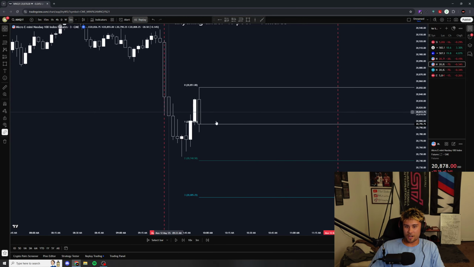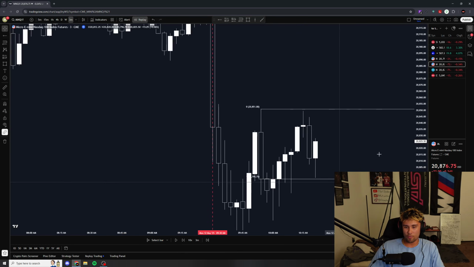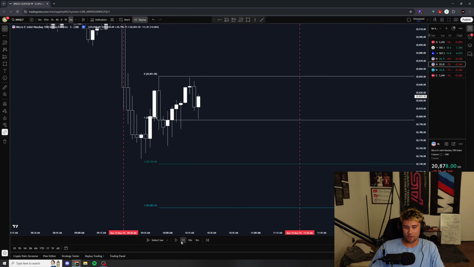Anyway, this is the setup right here. You execute your entry right here. Your first take profit, you're going to trim half of your position and then move your stop loss to break even after hitting that first take profit. Now you can see we nearly got stopped out of this trade today. It became very, very close to getting stopped out. 1.5 points away from getting stopped out on this trade.